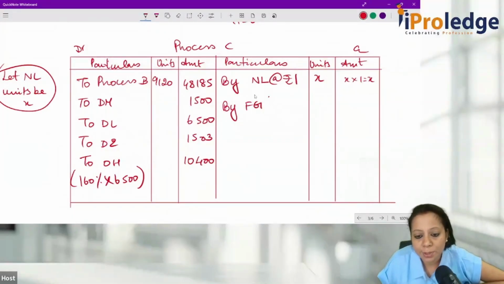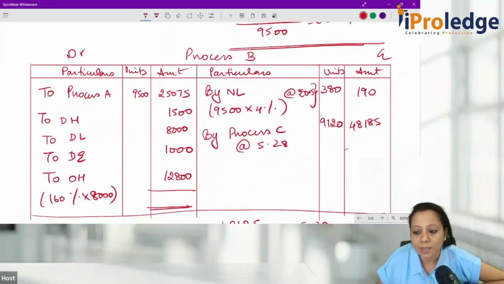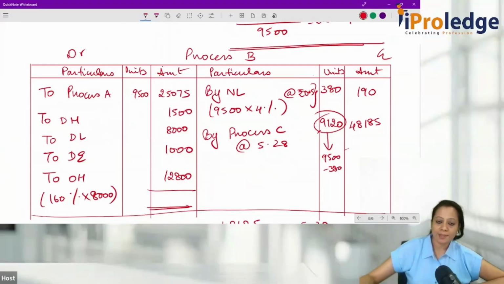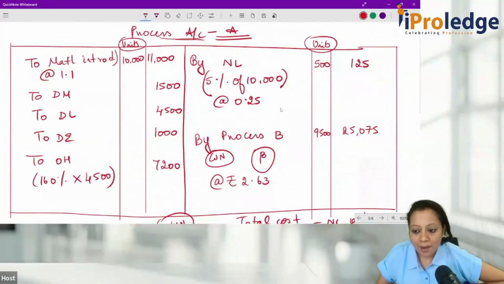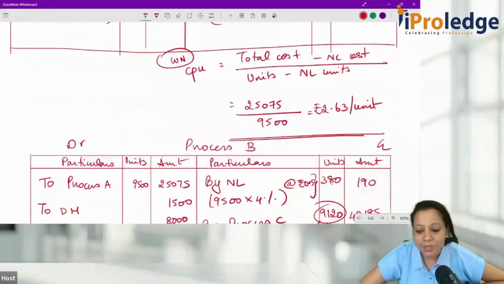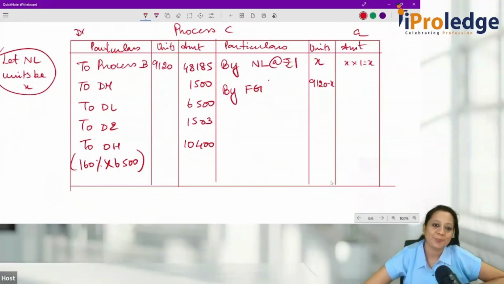So it is going to be what? Can I say 9120 minus x? That is how we will do, no? For example, you see this. How I got 9120 here? I got it by doing 9500 minus 380. Same way on all processes also. Here also you see. How did I get 9,500? 10,000 minus 500. That is how I got 9,500. So same way, here it is going to be 9120 minus x. Up to this, is everyone clear? Yes. So now can I proceed, my dears?